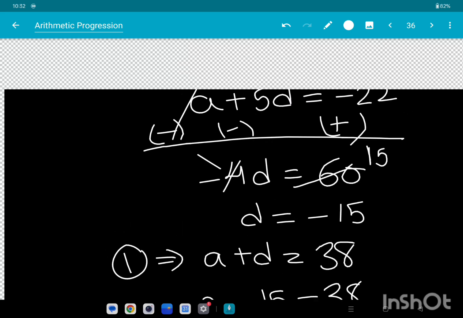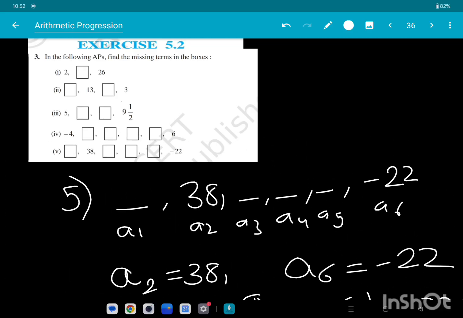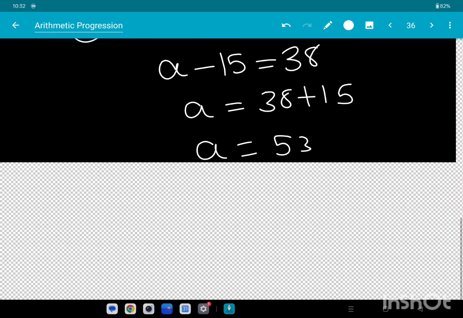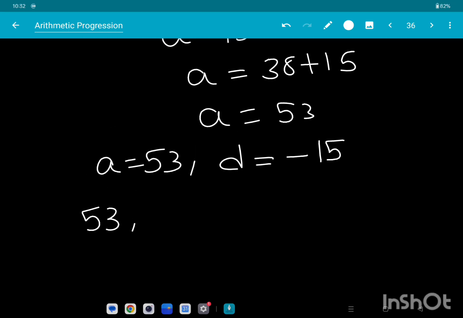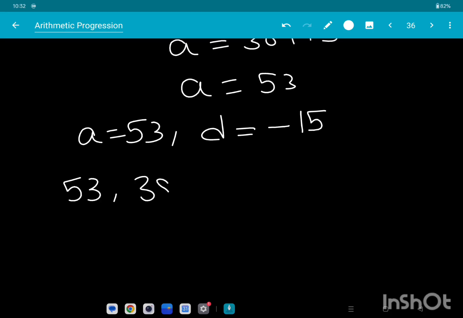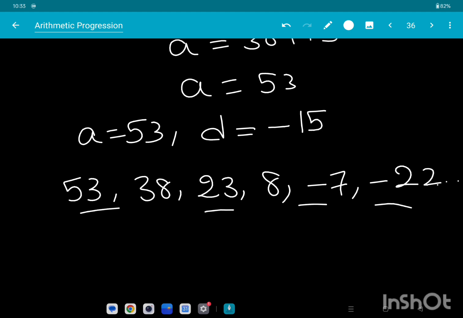Now I am going to find the AP. How can I find the AP? By adding the first term with D. So here the A value is 53. If I add minus 15 to this 53, then what will I get? 38. If I add minus 15 to this 38, I will get 23. Then 8, minus 7 and minus 22. So this is the AP we need to find here.